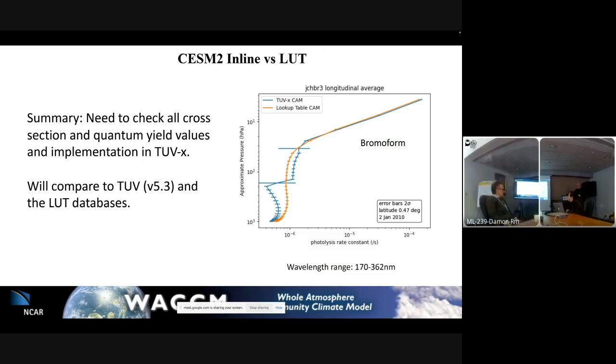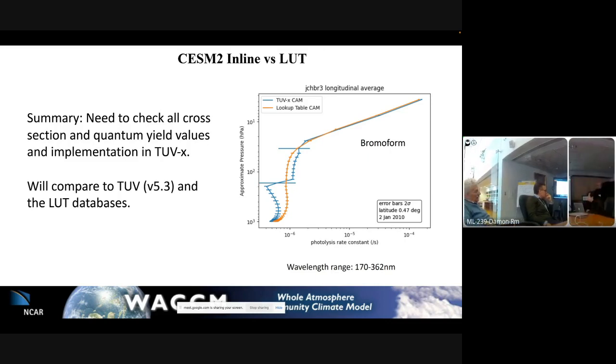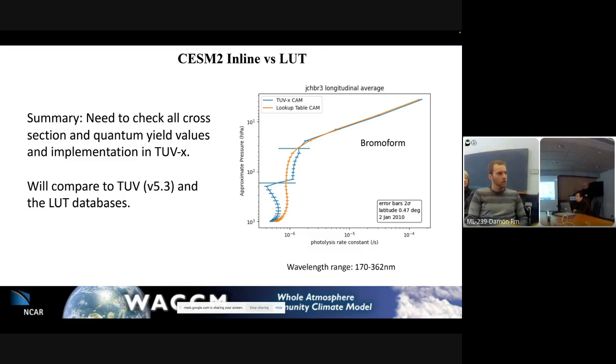Are these just a single point with a single amount of cloud, or are they global averages? So yeah, I'm sorry, I didn't say that. This is the launch. So it's a point in the tropics at 0.47 degrees, and it's a zonal average. And then the bars are the deviation along the zone. So that could just be clouds causing that shift?